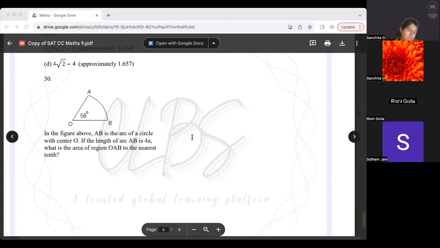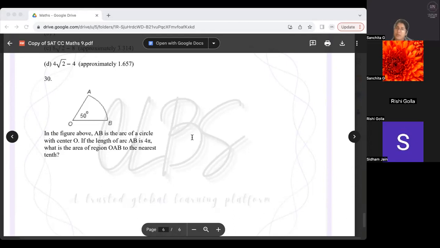What you do is theta by 360 into 2 pi r is equal to 4 pi. Then you simplify that and you'll find the radius. Then you substitute the radius in theta by 360 into pi r square. What did you get? I didn't finish it completely. Okay, 5184.